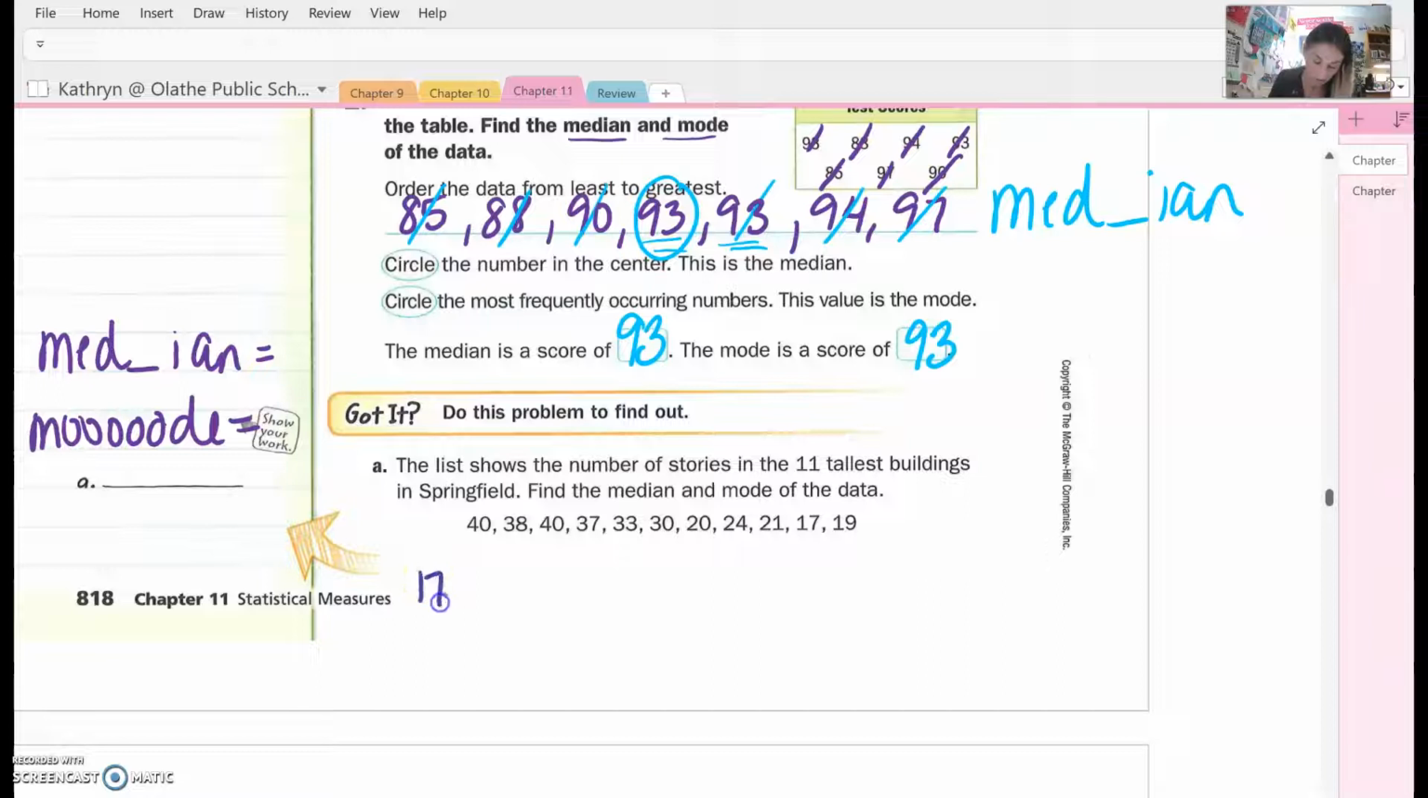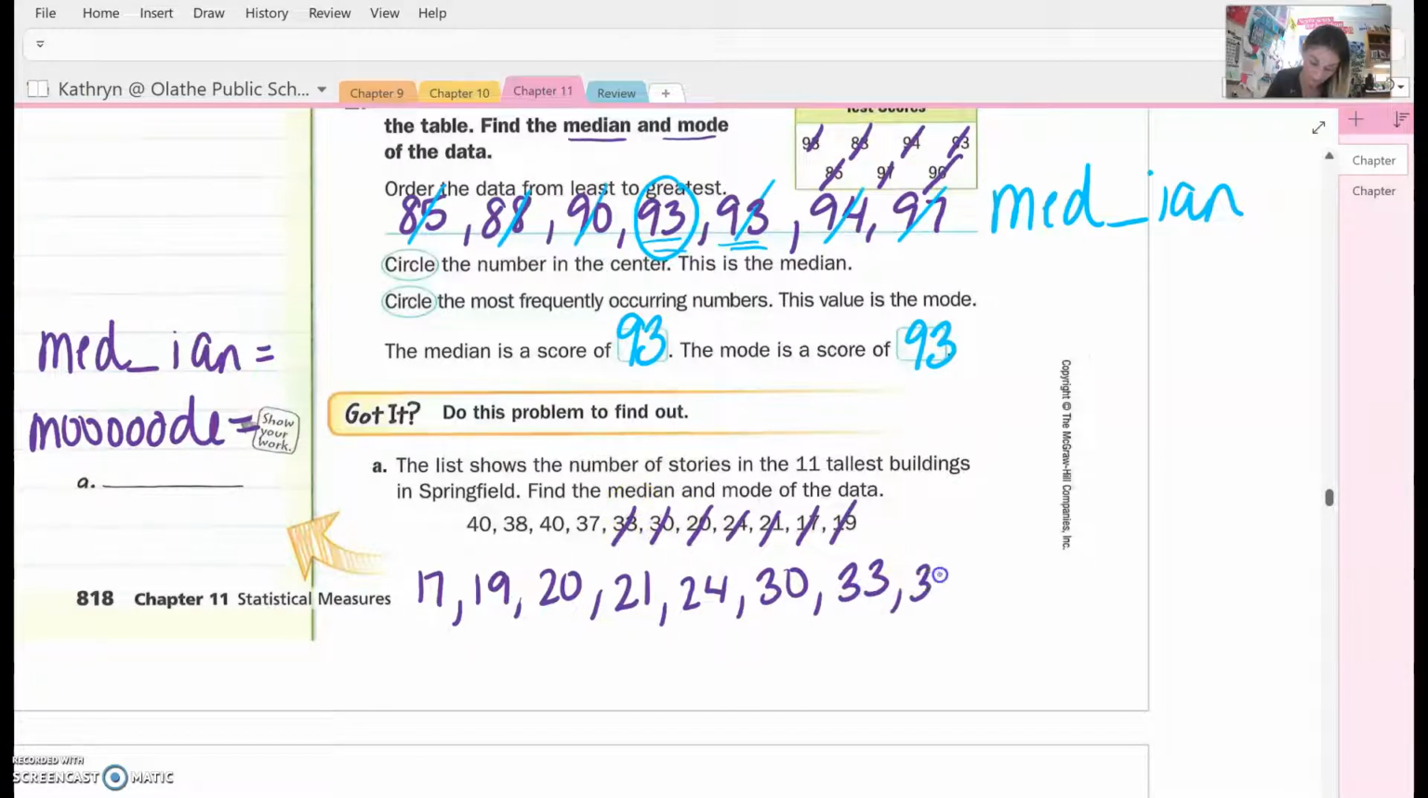So looking at these, I see 17, and then 19, and you should be doing this and crossing them off, 20, 21, 24, then it looks like we have 30, then it looks like 33, 37, 38, and then 40, and 40. By crossing them off as you go along to put them in order from least to greatest, number one, it ensures that you are not going to make a mistake in forgetting a number.